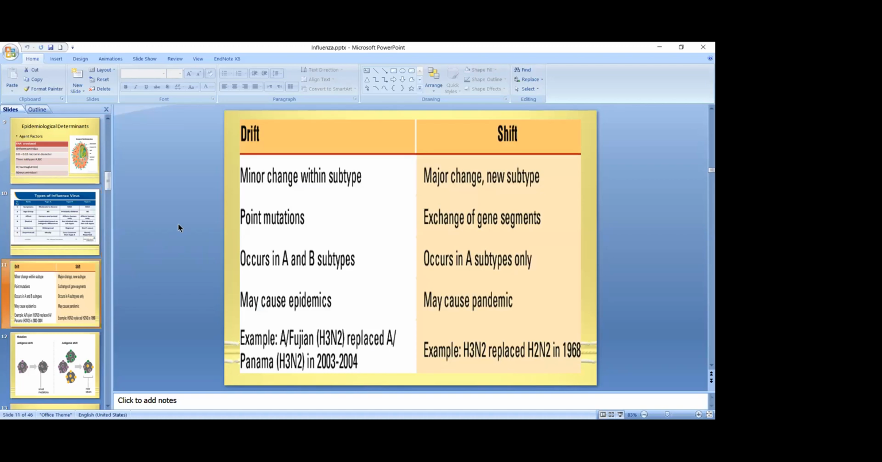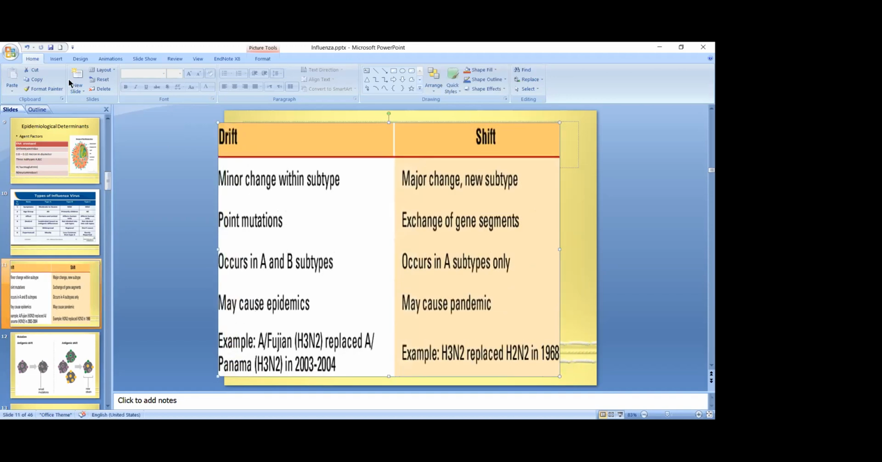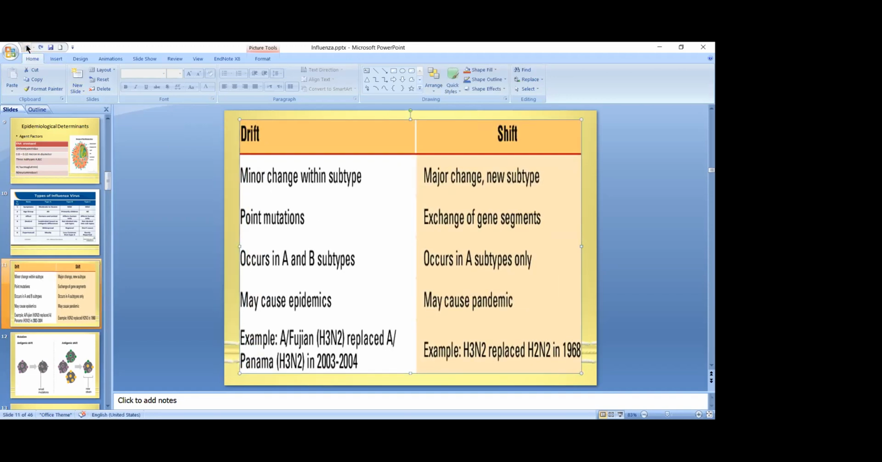What is antigenic drift and antigenic shift? There is a difference. In antigenic drift, there is a minor change within a subtype, and in shift, there is a major change in the subtype of virus. Point mutation occurs in drift, and exchange of gene segments occurs in the shift. Drift occurs in A and B subtypes, and shift occurs only in A subtypes. The main cause of epidemics is antigenic drift, and the main cause of pandemics is mostly antigenic shift.